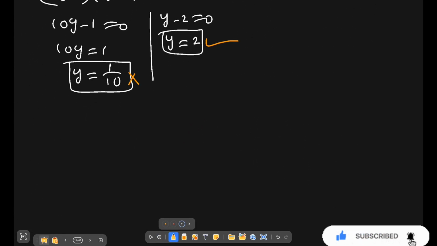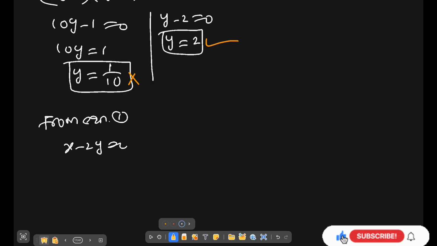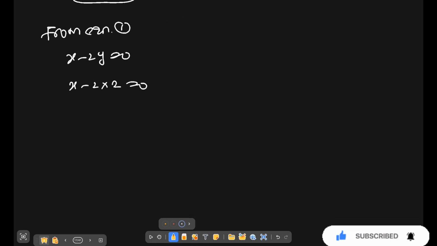So from equation 1, x minus 2y is equal to 0. So here in place of y substitute 2. So x minus 2 into 2 equal to 0. So here x minus 4 is equal to 0. Therefore, x is equal to 4.